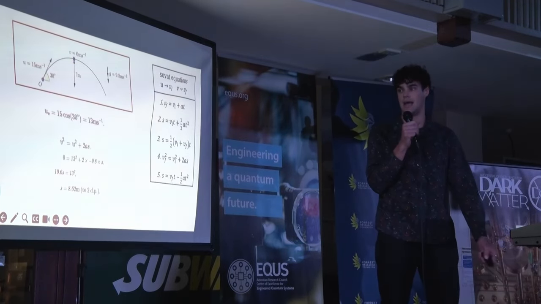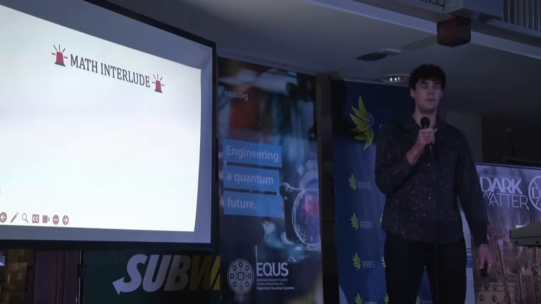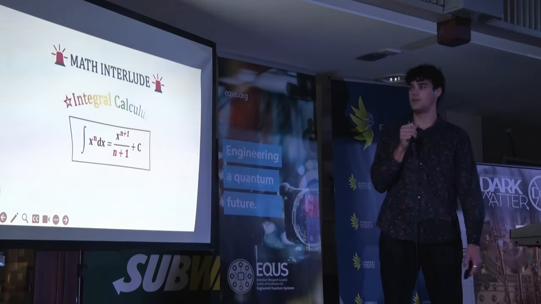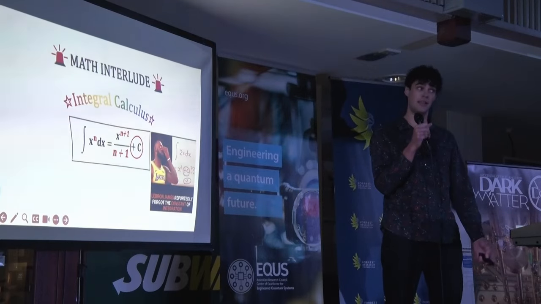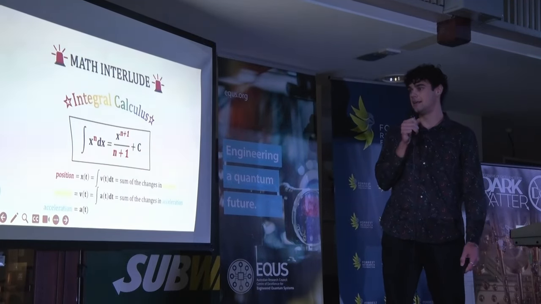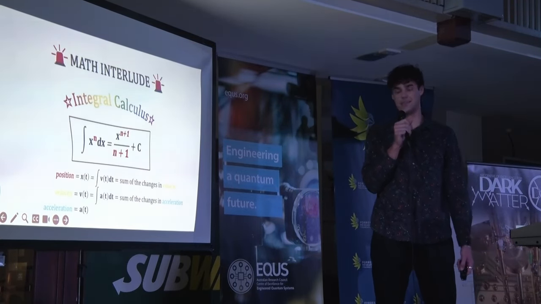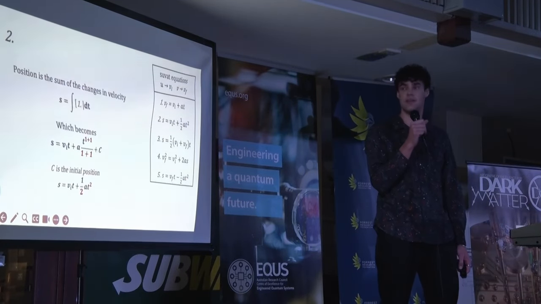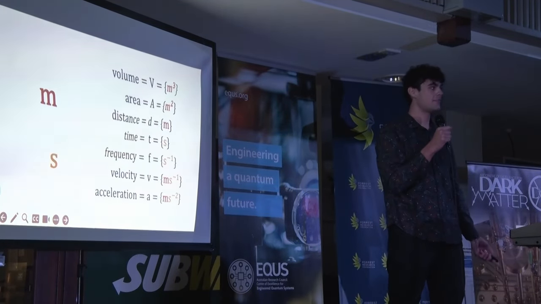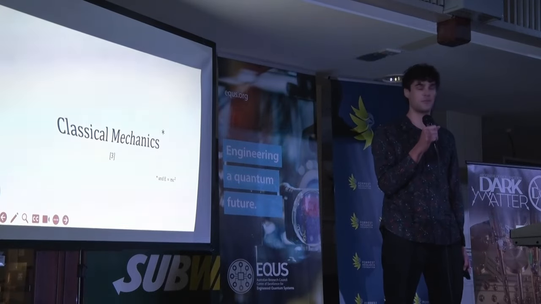We can work out how high the ball goes. But wait, there's a little bit more. We've got to do it in reverse, the integral calculus. Don't forget to add the plus C. Literally everyone forgets to add the plus C. So basically, velocity is the sum of the change in acceleration. And then the SUVAT equations are so simple that we can skip over them for time. Now that's meters and seconds. Now we're on to classical mechanics.